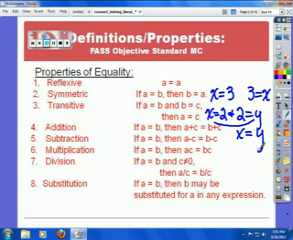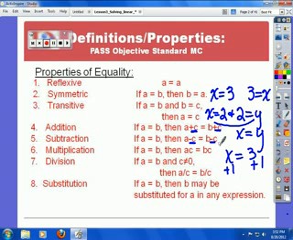The addition property states that anything added to the left side of an equation, the same value has to be added to the right side. So if you have x equal 3 and you add 1 to the left side, you have to add 1 to the right side. The subtraction property, whatever you subtract from the left side of the equation, you have to subtract from the right side of the equation.